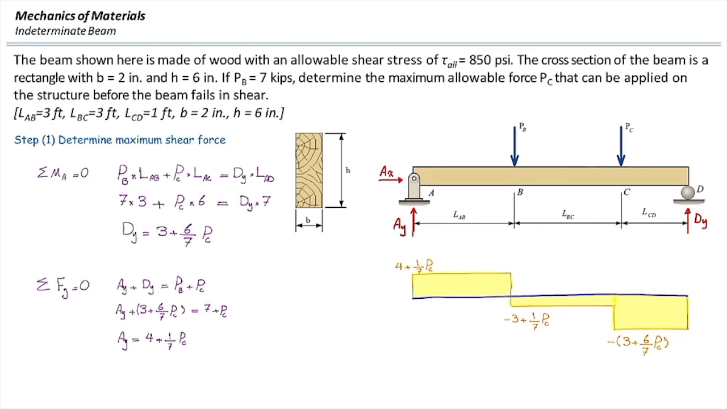But look at P_B. It is given to be 7. And I'm expecting P_C to be in the same order of magnitude. In that case, V_max is going to be -3 plus 6/7 of P_C. That would be maximum if P_C is larger than 7/5 of kips. That would be equal to 1.4 kips.